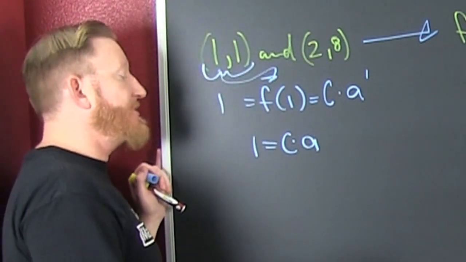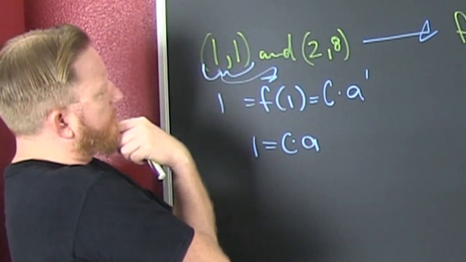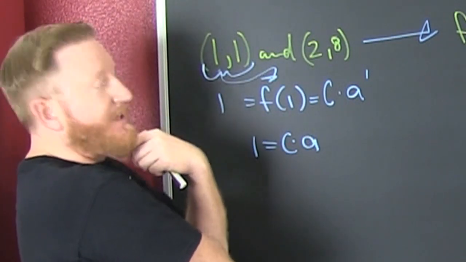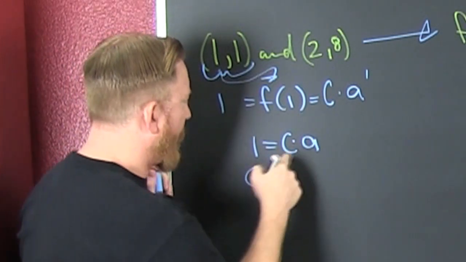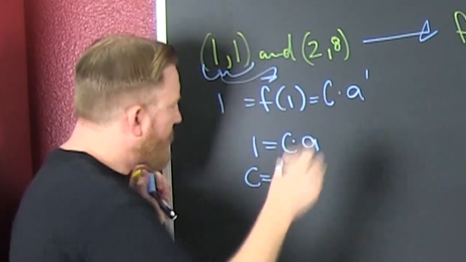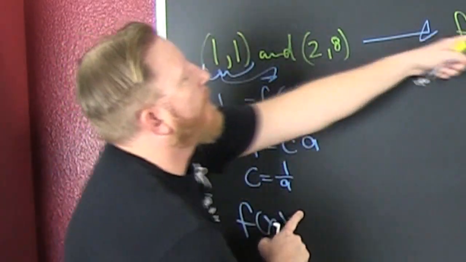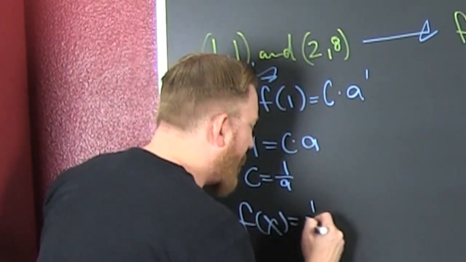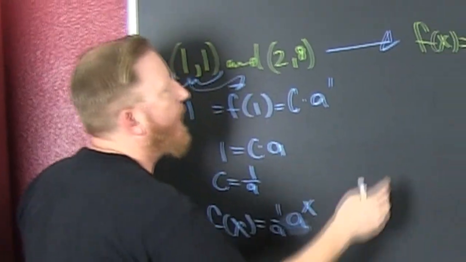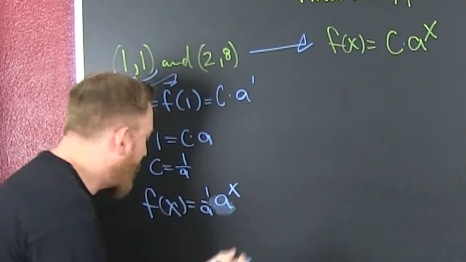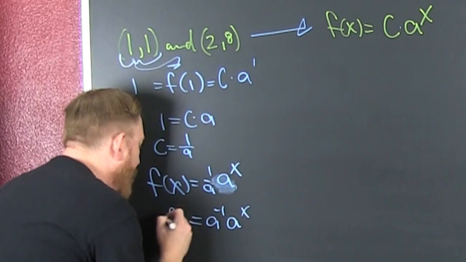So I guess we could solve for c in this particular scenario. Looks like c is going to be 1 over a. I don't even know if this is the way to do this, but c is 1 over a. So that says our new function, f of x, has our new c, which is 1 over a, and then a to the x. So this is a to the minus 1, times a to the x. That's my f of x.